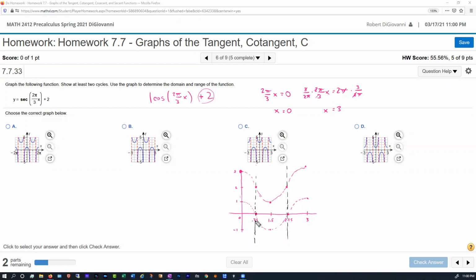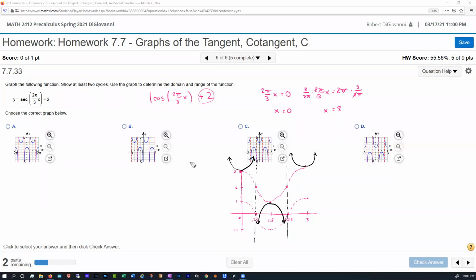And now we draw our secant function, which is going to be a parabola right there between those verticals. And then we have this parabola here that goes like that, and it actually continues on the other side also. And then over here we have a parabola that goes like this, and then it continues over here. So let's see which of these it can be.